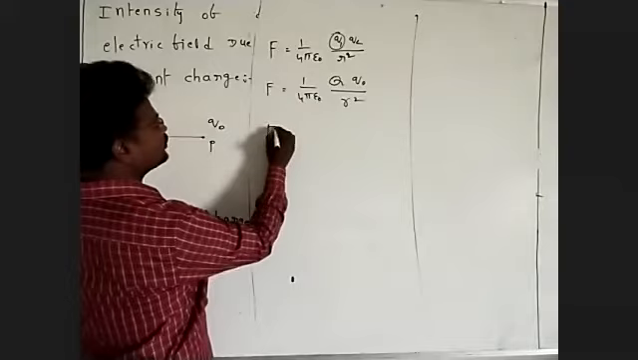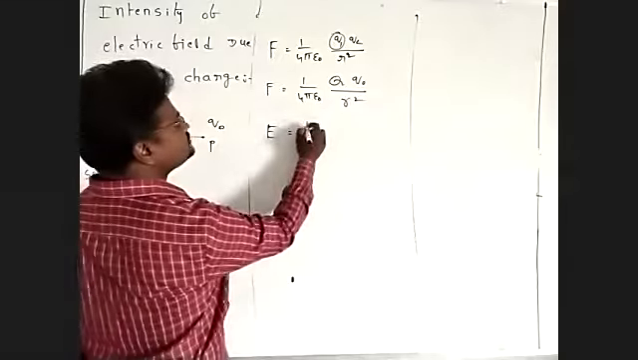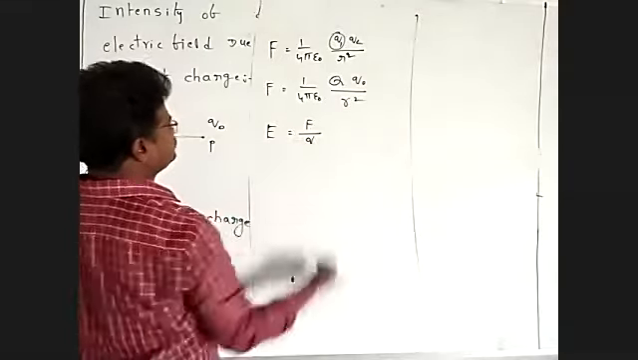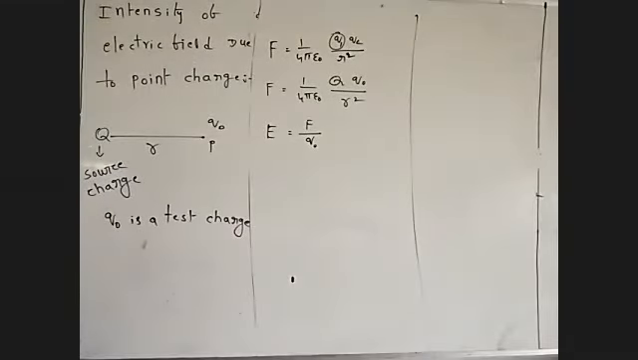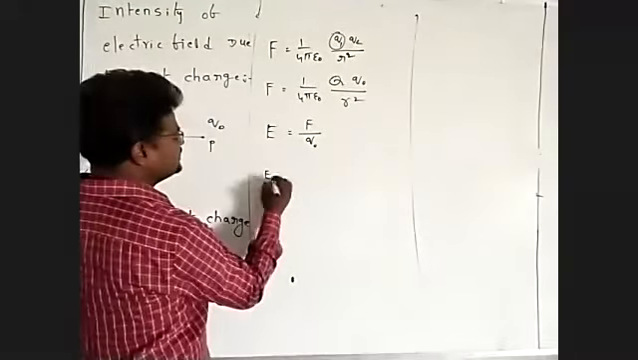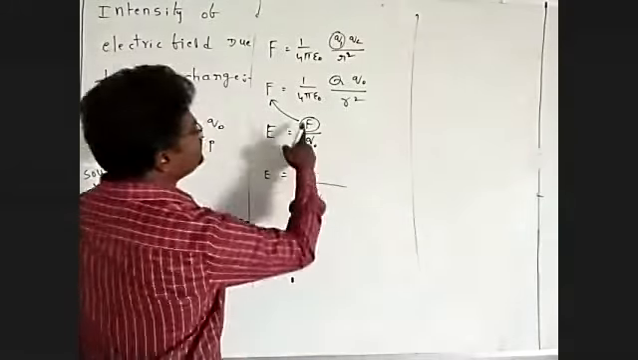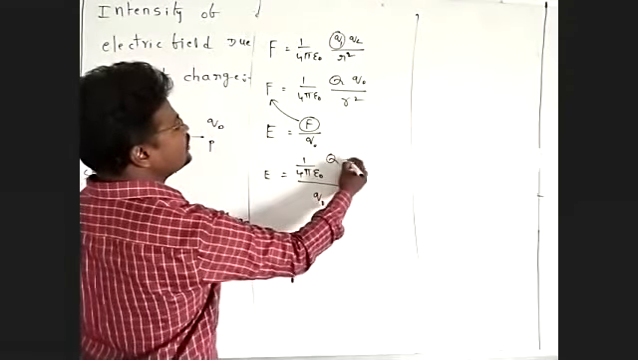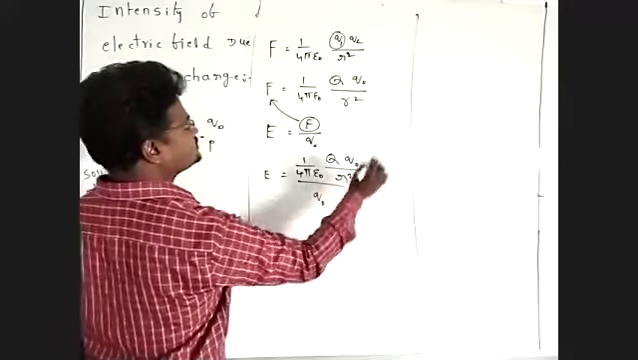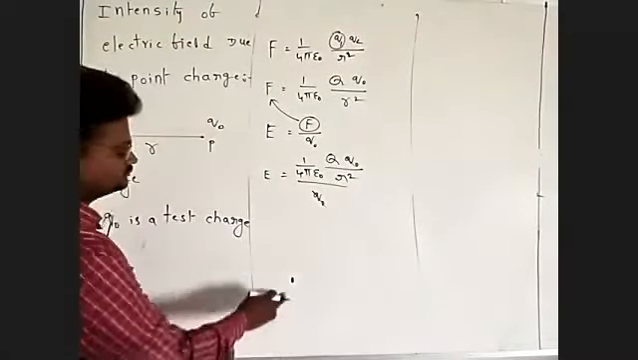Now, do you know intensity of electric field? We know the relation between intensity of electric field and force: E is equal to F by Q naught. Now, I want E, and I know F. F is equal to 1 by 4 pi epsilon naught capital Q and small q by R square. Now, Q naught cancel each other.